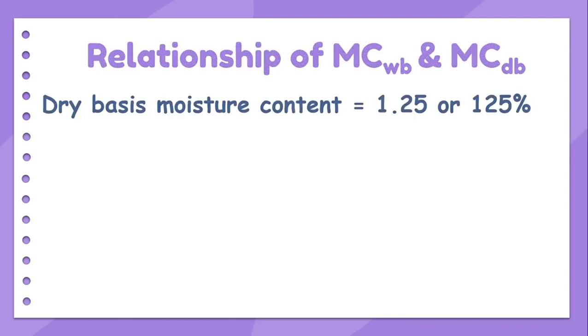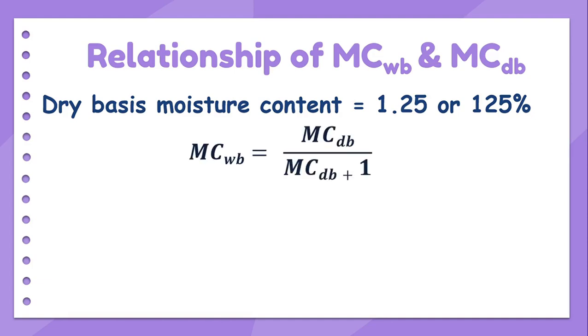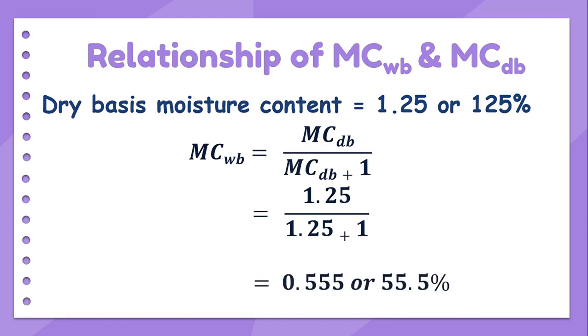Let's say the moisture content in dry basis given is 1.25 or 125%. To convert it into wet basis, substitute 1.25 into the equation: 1.25 over 2.25, we get 0.555 or 55.5% of moisture content in wet basis.